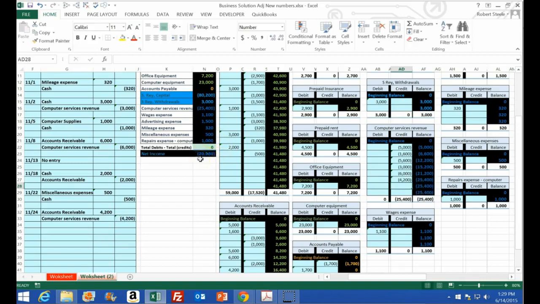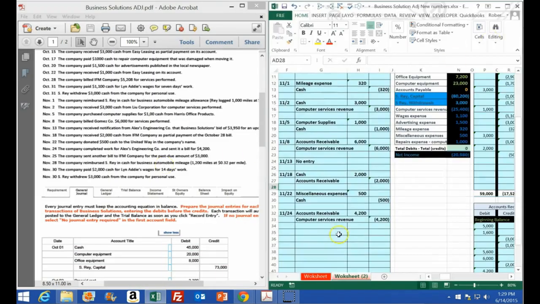All right, now we're going to go to 1125, which says the company sent another bill to IMF company for the past due amount of $3,000. So they're not paying us and we're nagging them on it. We already recorded it though, so no entry. So we're just following up on a bill that we did in the past. We already recorded the bill. We're just sending the invoice that we already sent out in the past. So it's a bit of a tricky one there.